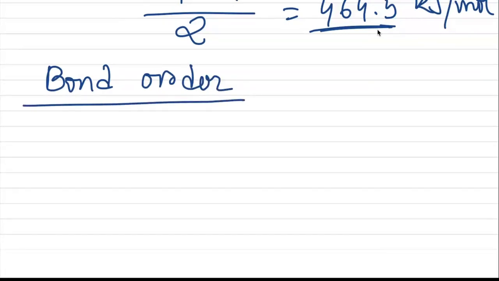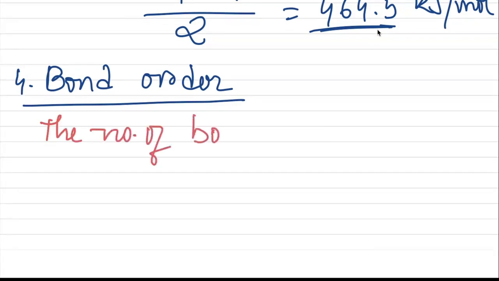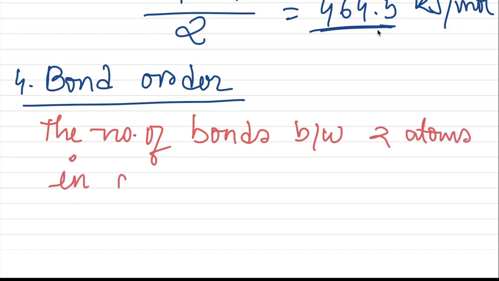What is bond order? Bond order is the number of bonds between the 2 atoms of a molecule. So bond order is the number of bonds between 2 atoms in a molecule.